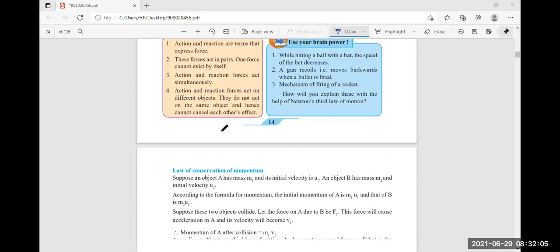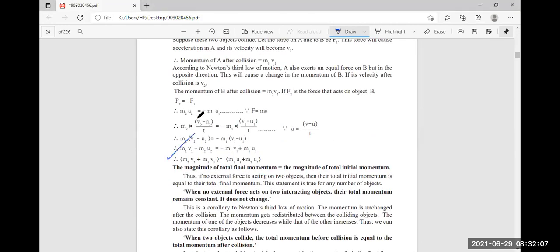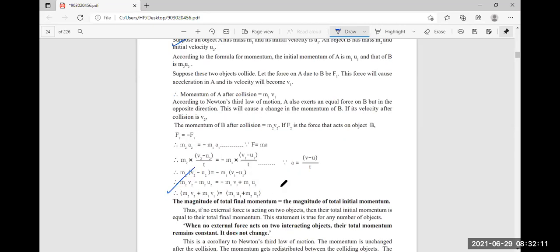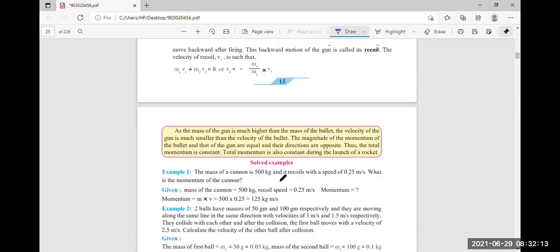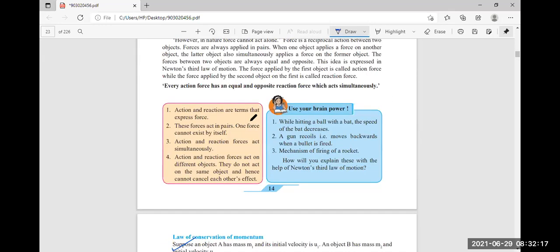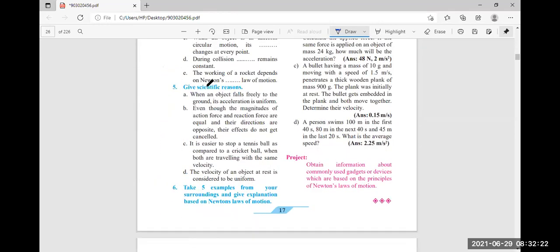1 minute. This, you have to write the explanation there. From year to year, remember. Okay? Understood? Yes or no? Yes, sir. From here you have to write its explanation. Then, the working of a rocket depends on Newton's dash law of motion.